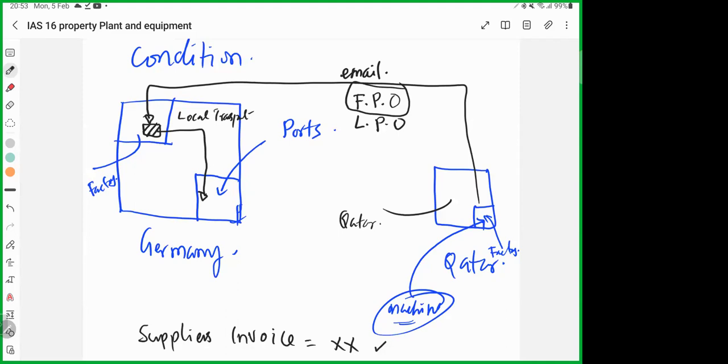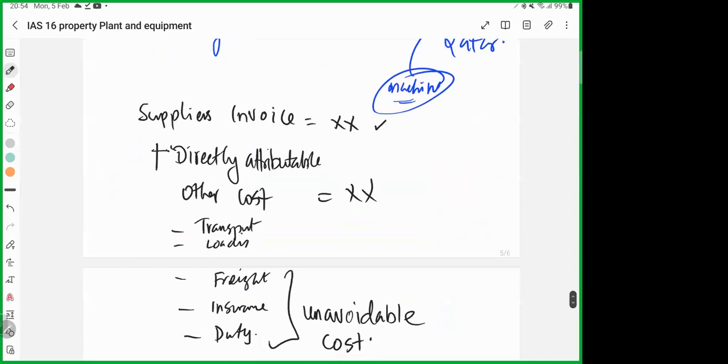One more point, brother. Let's say this machine comes to Qatar for the first time and people don't know how to configure this. There is no technician, no engineer, no electrician, or foreman who knows how to configure and start the production. Then you have no option but to bring a guy from Germany. Yes or no? Yes. Then you need to pay all his costs. Excursion cost, hotel cost, eating cost, everything. I hope you understood what I meant. Yeah, very clear. So all this cost will be considered part of directly attributable other cost. Clear? Yes.